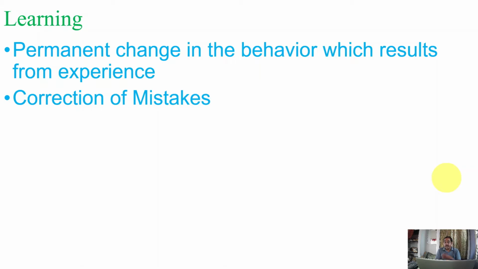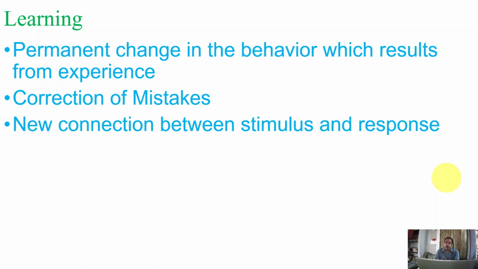What could be the third definition of learning based on classical conditioning? If we could think this way, then your thought is right. Learning is a new connection between stimulus and response.